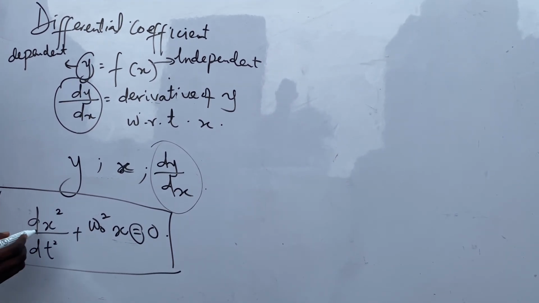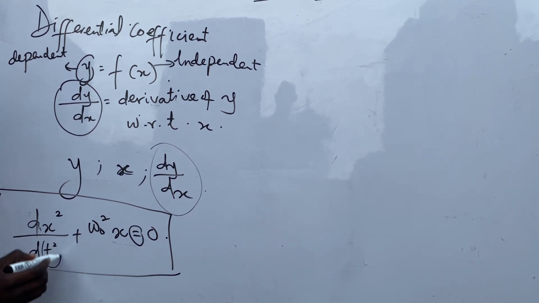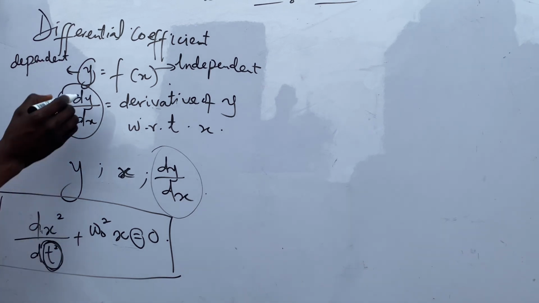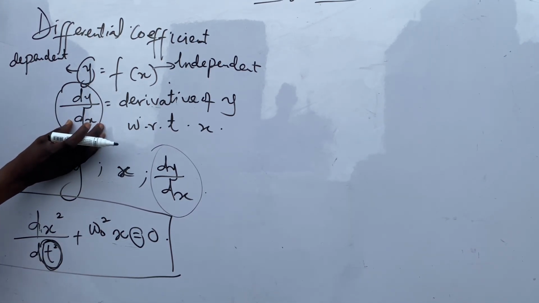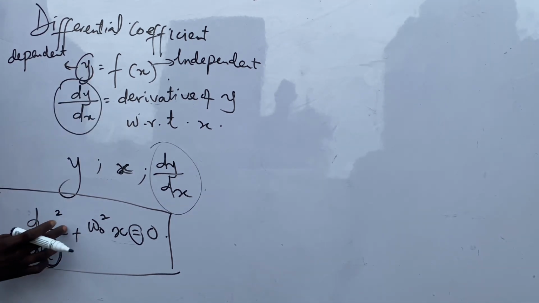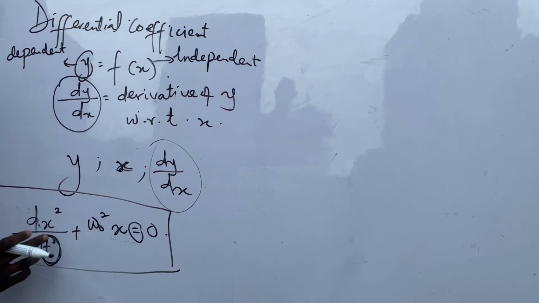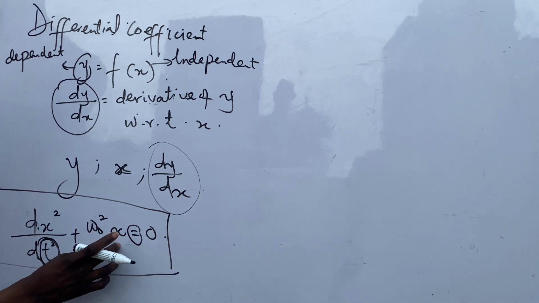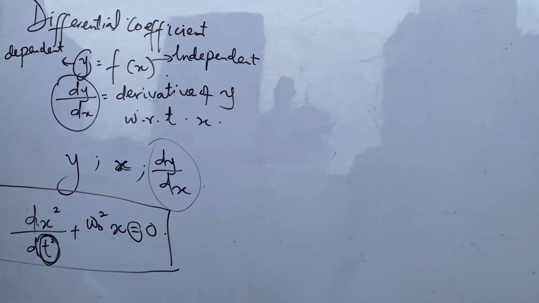Here x is the dependent variable and t is the independent variable. Everywhere, the independent variable is the one below whenever we are doing differentiation, and the dependent variable is above. So the dependent variable is x here, the independent variable is t. And we have d²x/dt² plus omega squared x is equal to 0. So this is a differential equation.